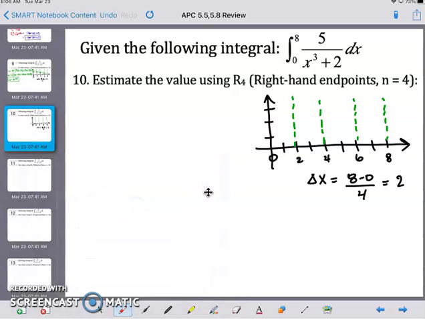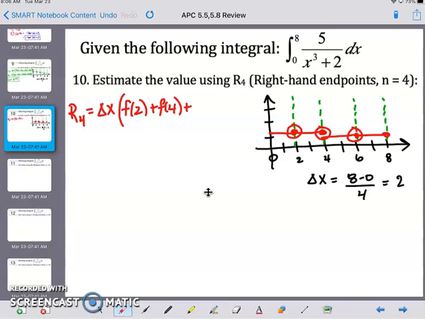Except that this time, when we find our right-hand rectangle approximation, we're going to be looking at the value of the function on the right-hand sides of the rectangle, right? So it's going to look something like this. So we know our R4 is going to be equal to delta x times our first approximation is going to be at x equals 2, right? So this time it will be f of 2 plus f of 4 plus f of 6 plus f of 8.